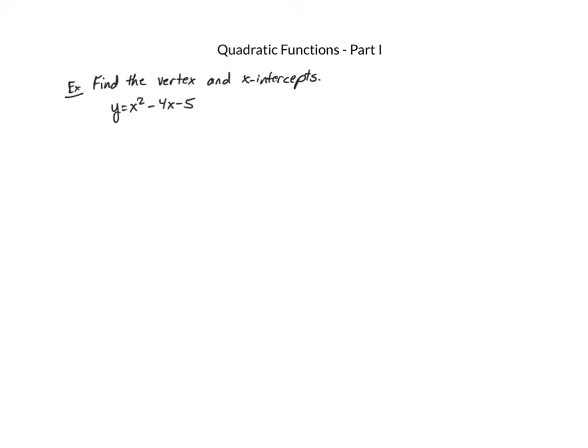Let's look at this one. y equals x squared minus 4x minus 5. I hope you notice it is not in vertex form. So I don't know what the transformations are that have happened on this particular parabola. So our job is going to be to transform the equation into vertex form. Remember, we want it to look like this.